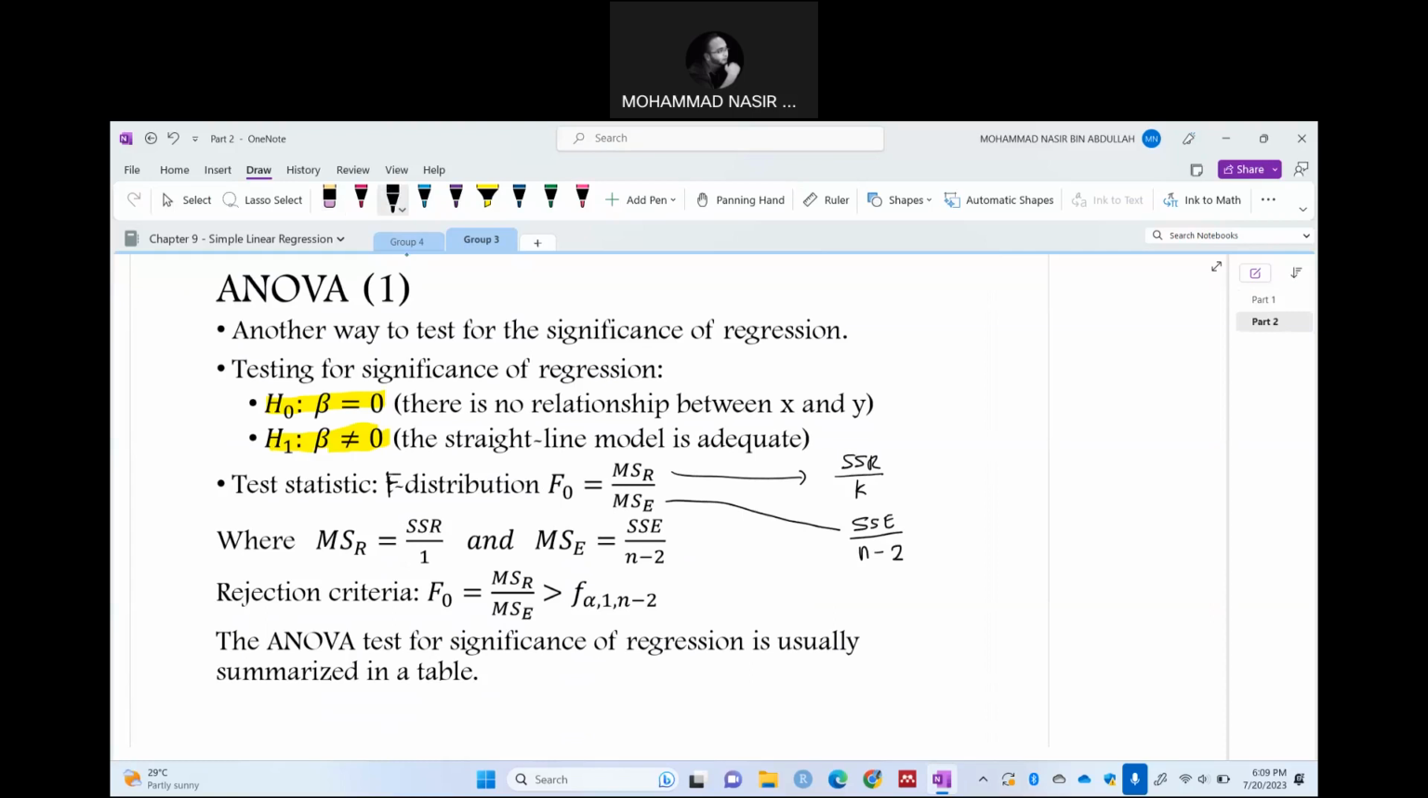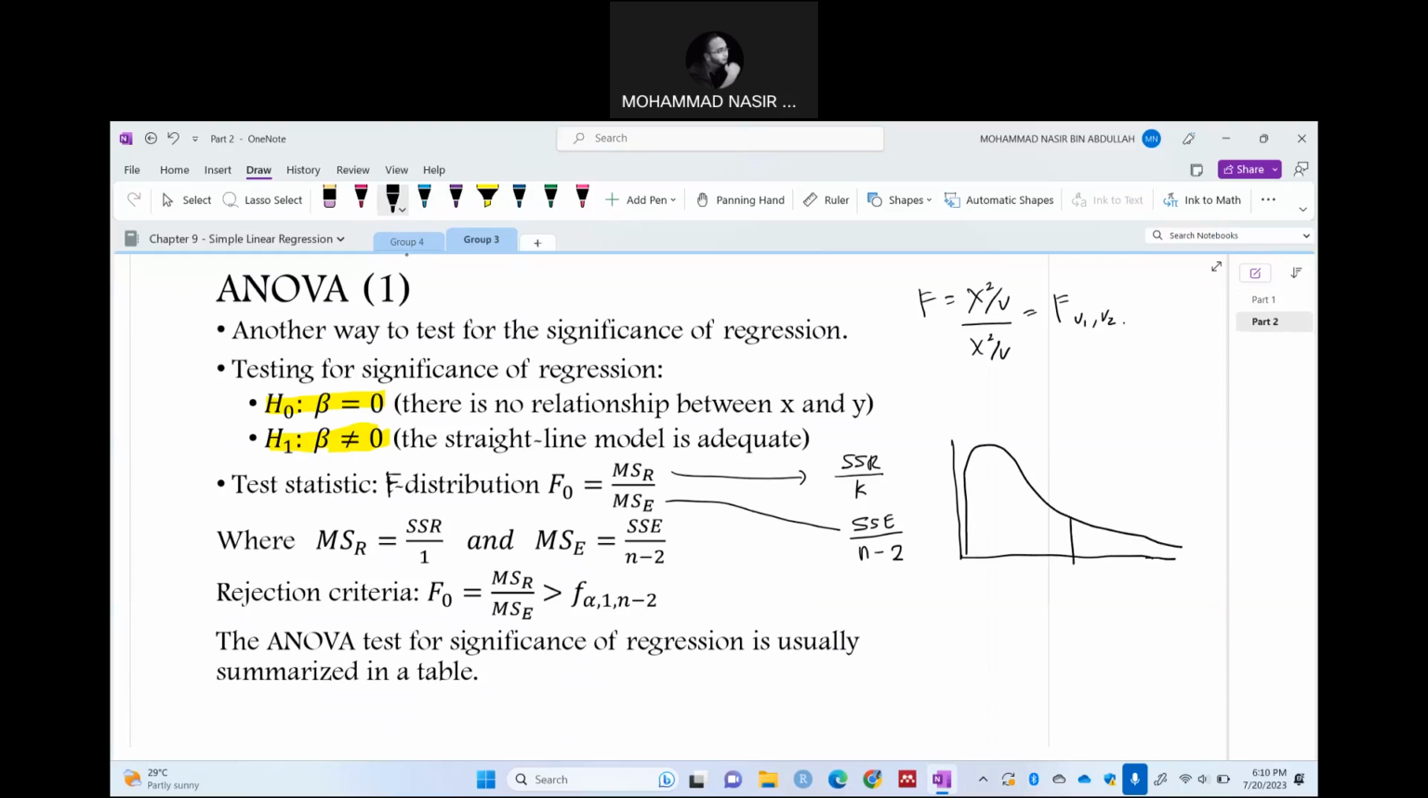So the criteria for rejection: since we are using the F distribution, the distribution of F is skewed to the right because it's a combination. It came from two chi-square distributions. F is actually a chi-squared with degrees of freedom divided by a chi-squared with degrees of freedom. So we get F with 2 degrees of freedom, a distribution skewed to the right.